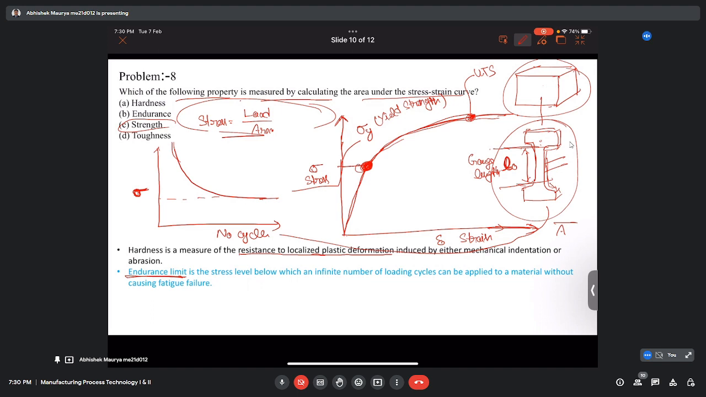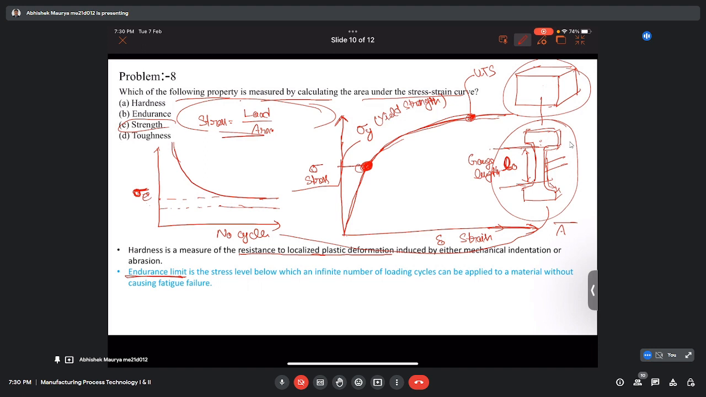So if we apply some load less than this sigma E, suppose here, if we apply some small load than sigma E and we keep on applying for a longer time or an infinite number of cycles, the material will not fail at all. So this is called the endurance limit. That minimum value of stress is called the endurance limit.